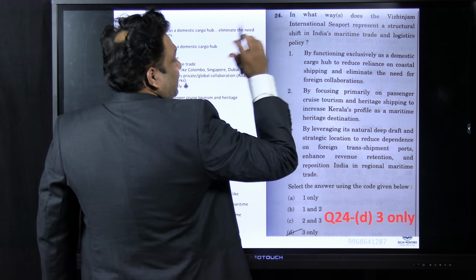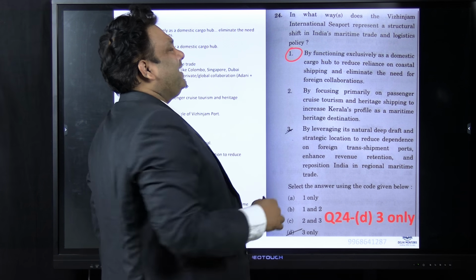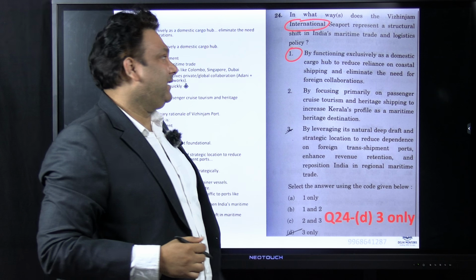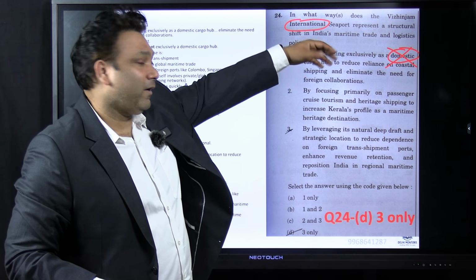Now first statement, by functioning exclusively as a domestic cargo. See, if it is so important internationally, you see the word over here, international. And here the word is domestic. So outrightly this is a wrong statement.